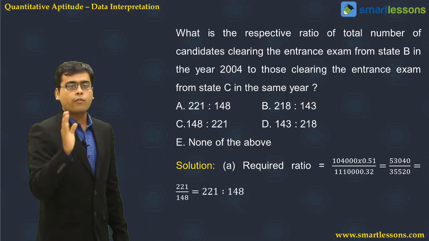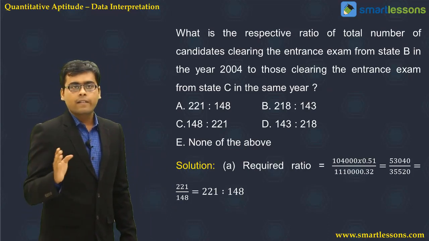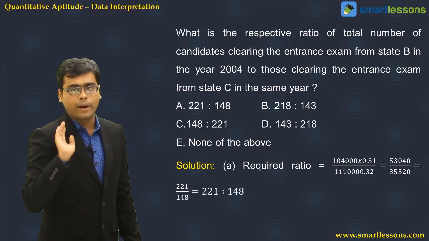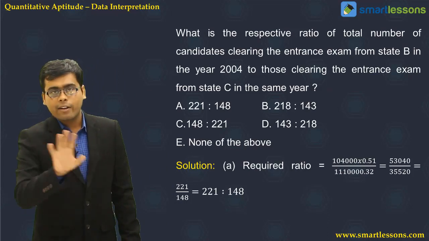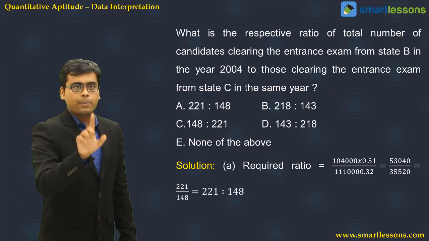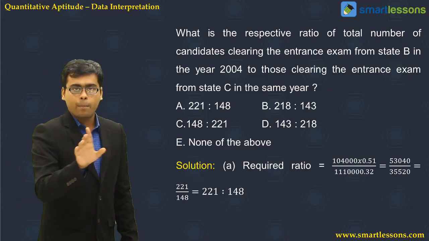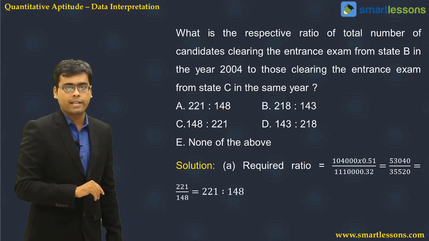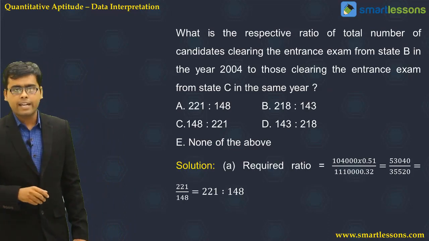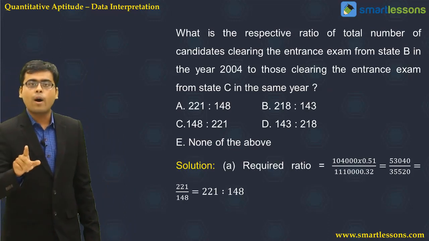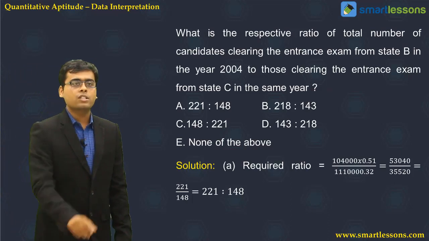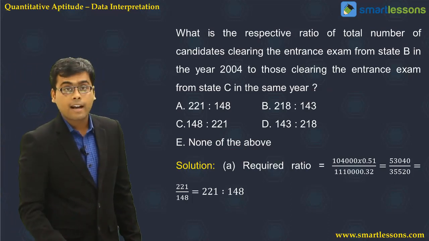Now 32% of 1.11 lakh is 35,520. So the required ratio must be 53,040 by 35,520. Now if you simplify, you will get 221:148. That means option A is the correct option.